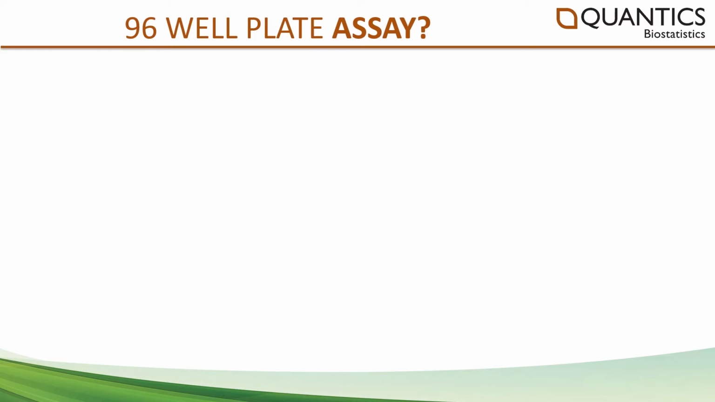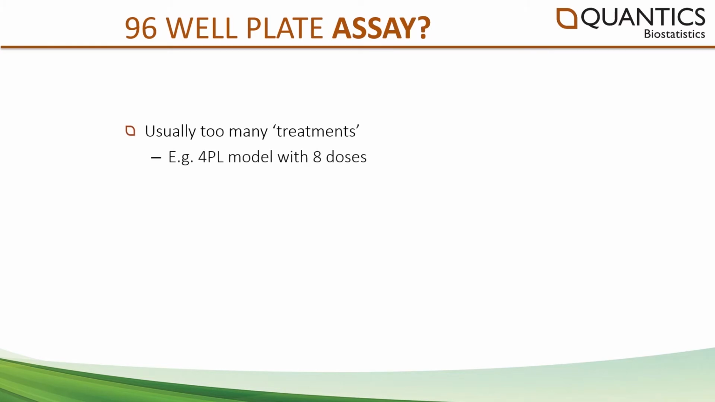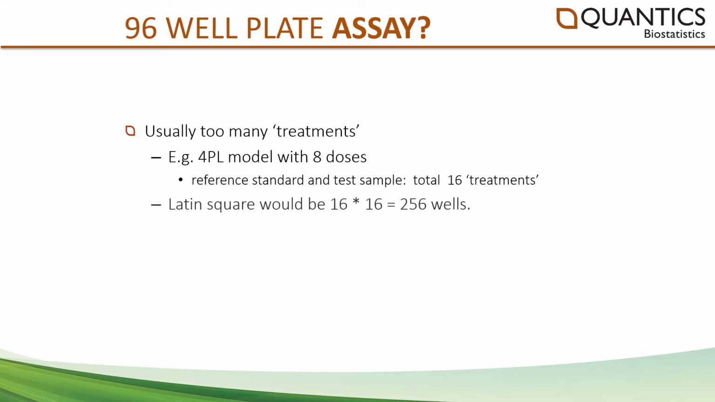Well, if we think about it, usually there would be too many treatments to apply in a Latin square design. So for example, if we've got a 4-parameter logistic model with 8 doses for each treatment, even if we only have one test sample, we'd have a reference standard and a test giving us at least 16 treatments. So that means that a full Latin square would have to have 16 times 16 wells in it, which is a large plate. And also it's very complex to implement without a robot because it takes very careful manipulation of the doses.